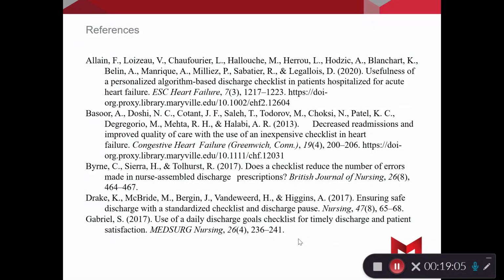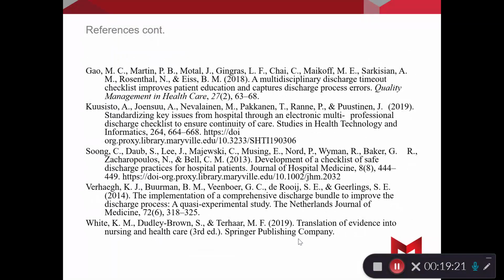Okay, so we're going to go ahead and go to the references. So this is the first page of the references that were used for this presentation. And then here's the second page.